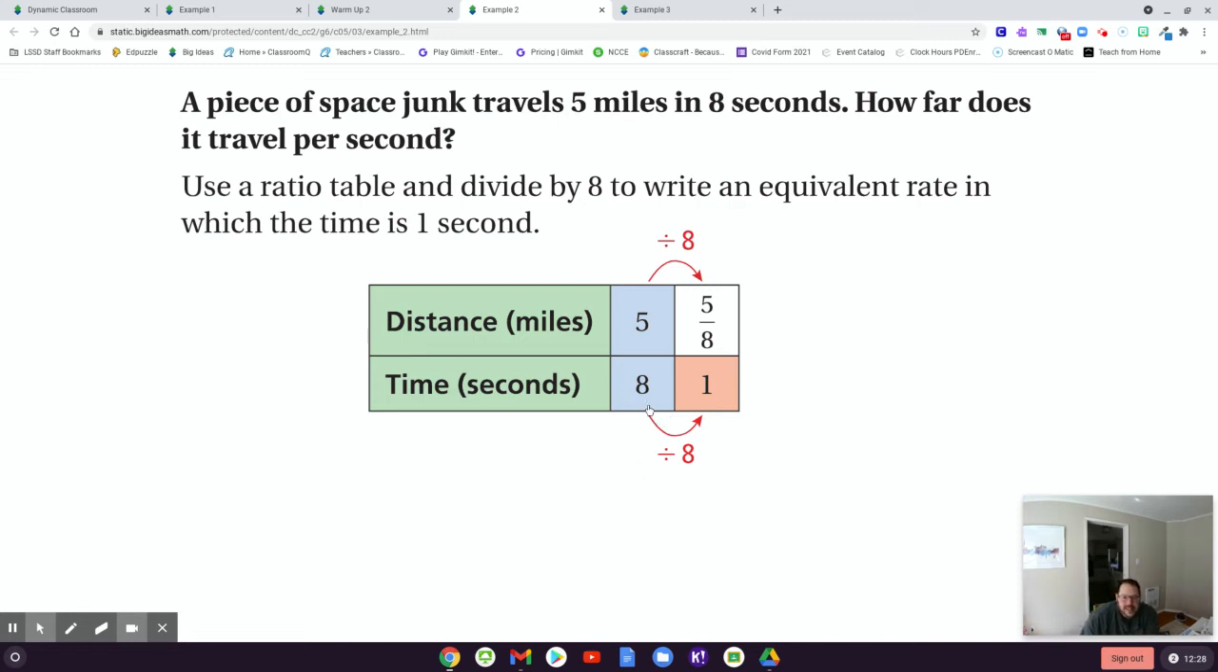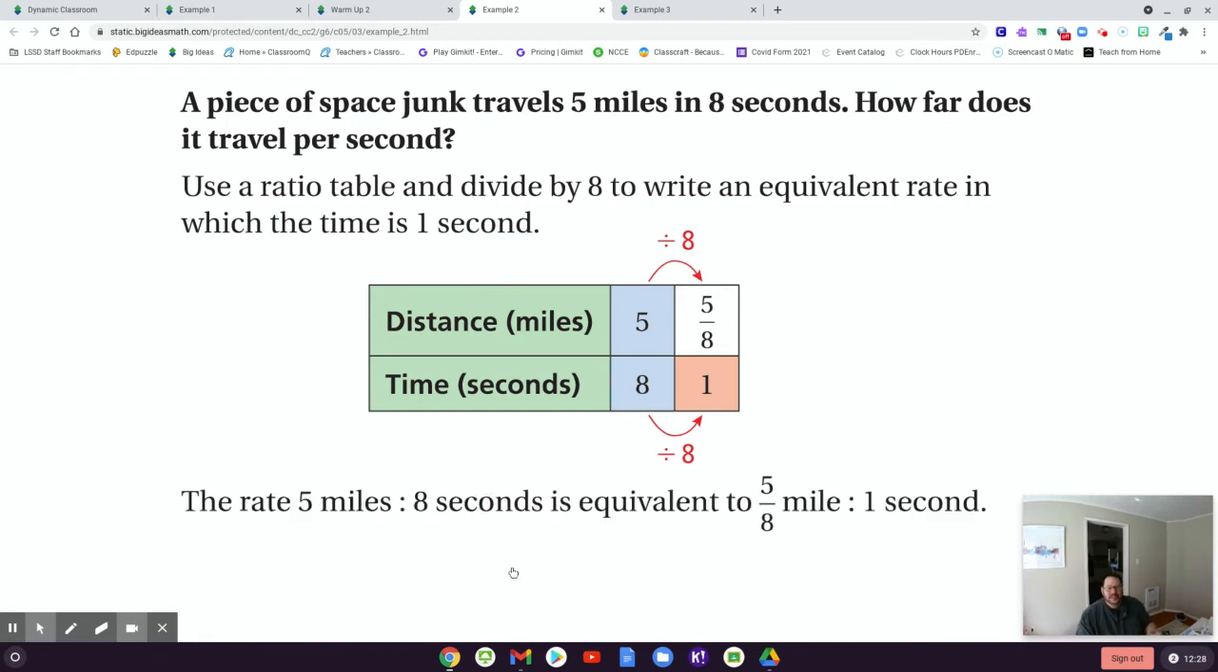So here you would divide this 8 by 8 to get 1, which means you also have to divide the 5 by 8 to get 5/8. So it travels 5/8 miles every 1 second. That is the unit rate, 5/8 miles per second. Okay, and we got one more example.